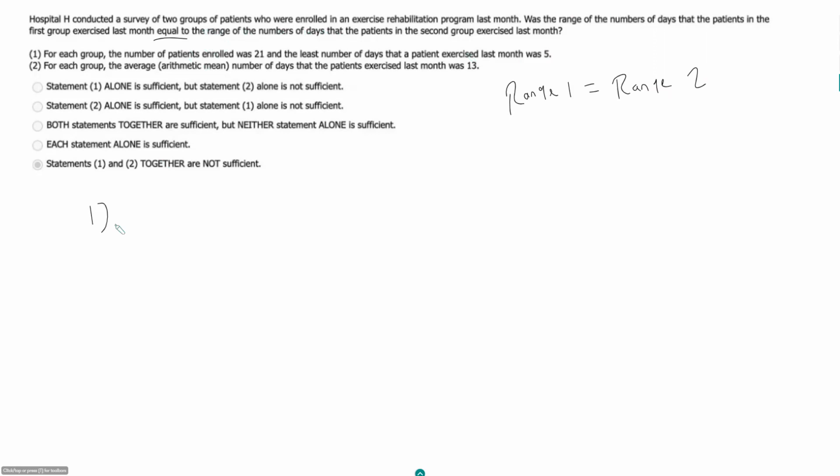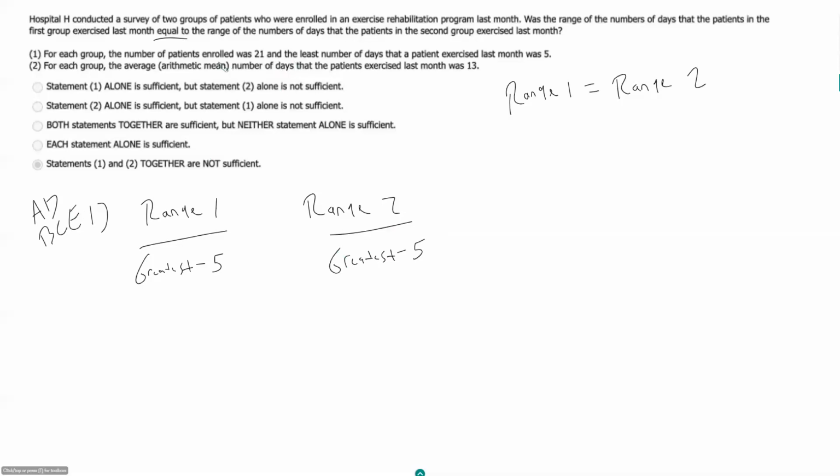For each group, the number of patients enrolled was 21, and the least number of days that a patient exercised last month was 5. Okay, so now we know for each of our groups, our range can be expressed as the greatest here minus 5, and the greatest here minus 5. But without knowing what the greatest value is in each of my 2 groups, this is still insufficient.